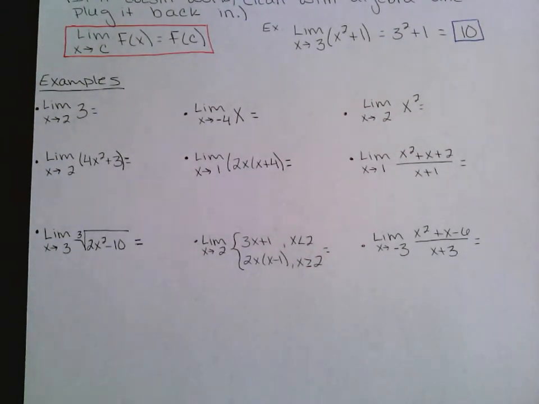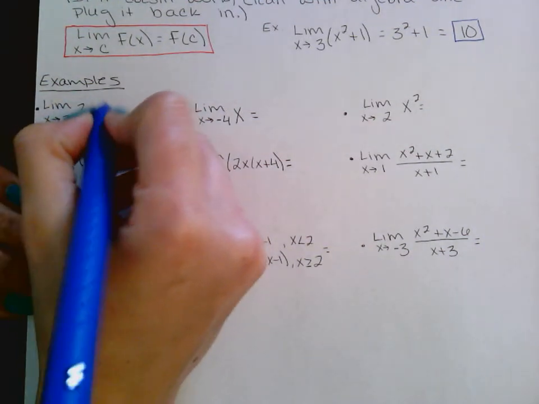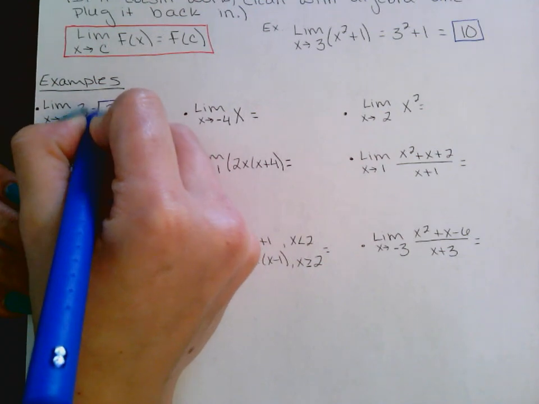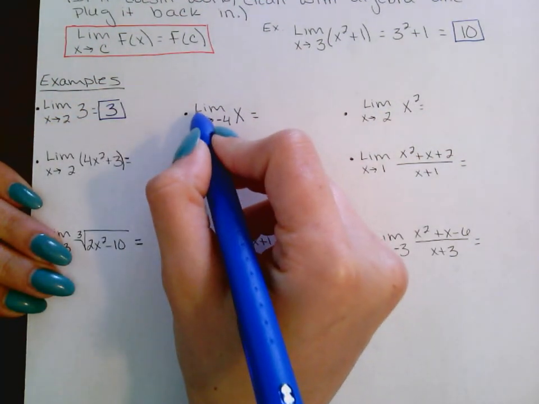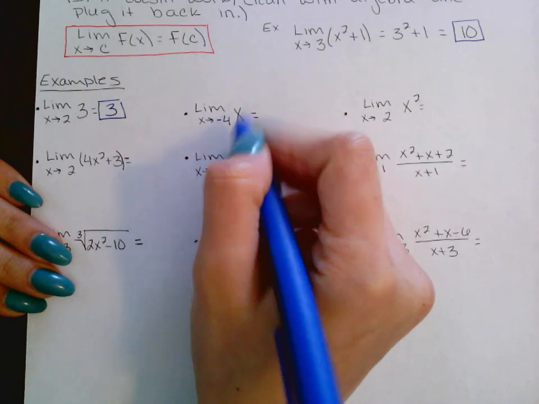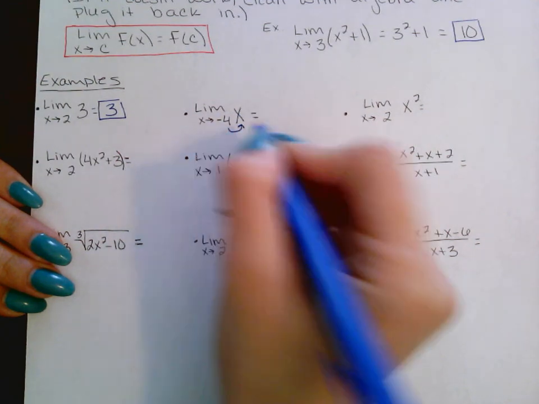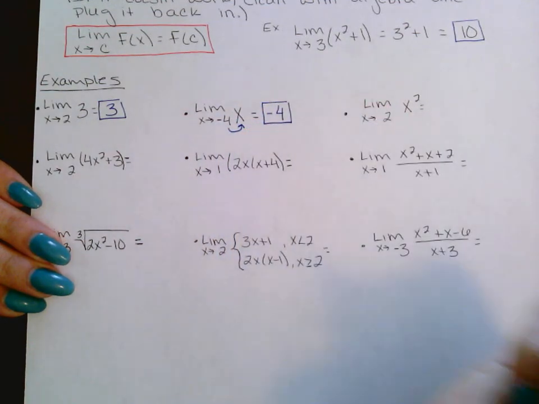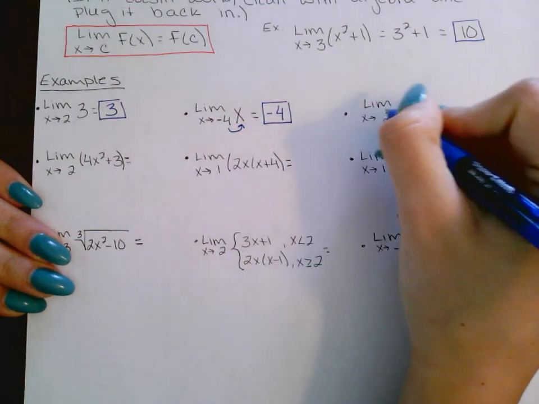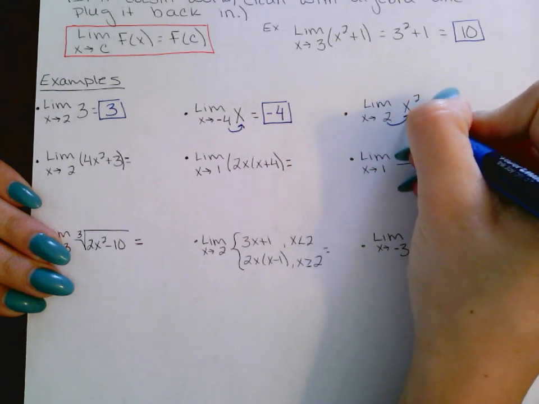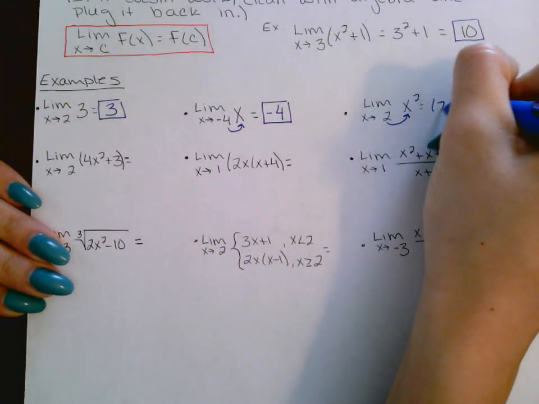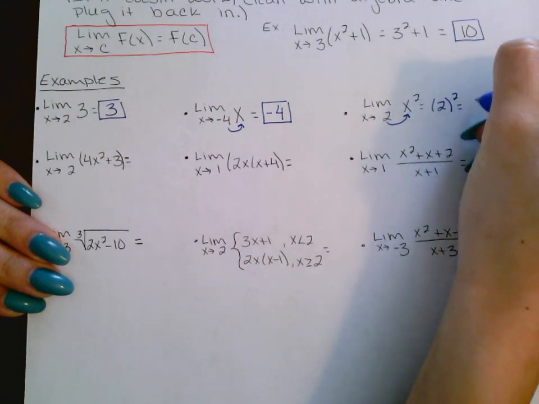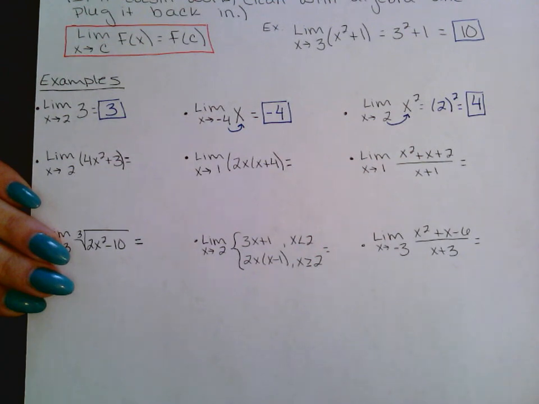So for question number 1, the limit as x approaches 2 of 3. This is the limit of a constant, and it is just that constant 3. Okay. The limit as x approaches negative 4 of x, all I have to do is plug that number into the function. So my answer is just negative 4. Okay. The limit as x approaches 2 of x squared, I'm just plugging in that 2. So I'm saying 2 squared, which gives me 4. All right. Easy enough?